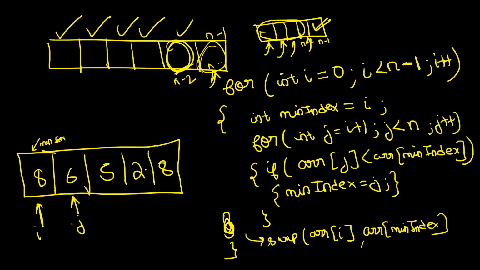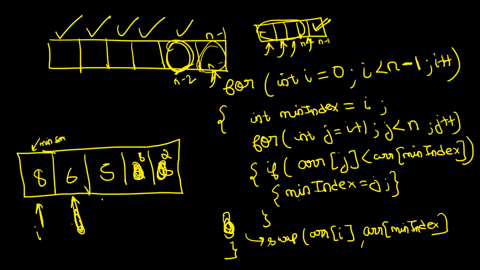And see guys, why will j go till the end? You will get your answer here. The minimum element can be present at the last, right? I don't know where the minimum element is present. You have to iterate through the entire array. So j will go till the end. So is arr of j less than arr of min index?